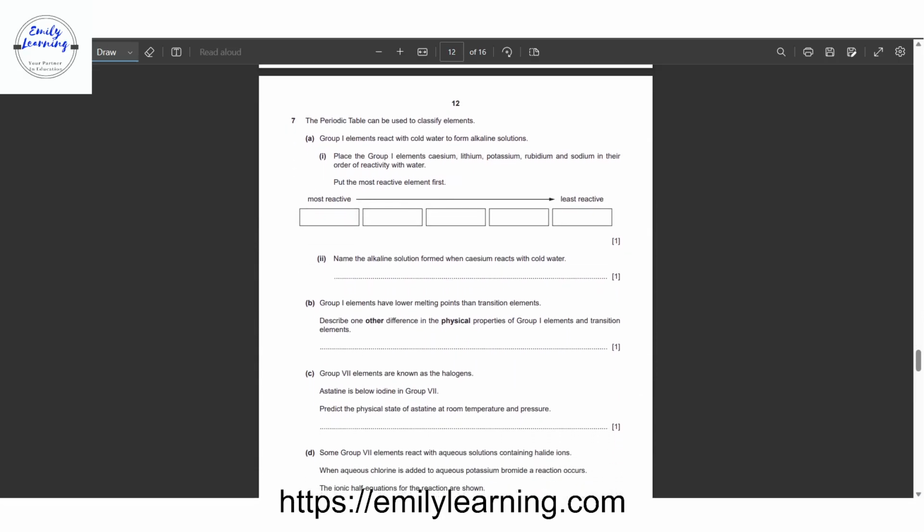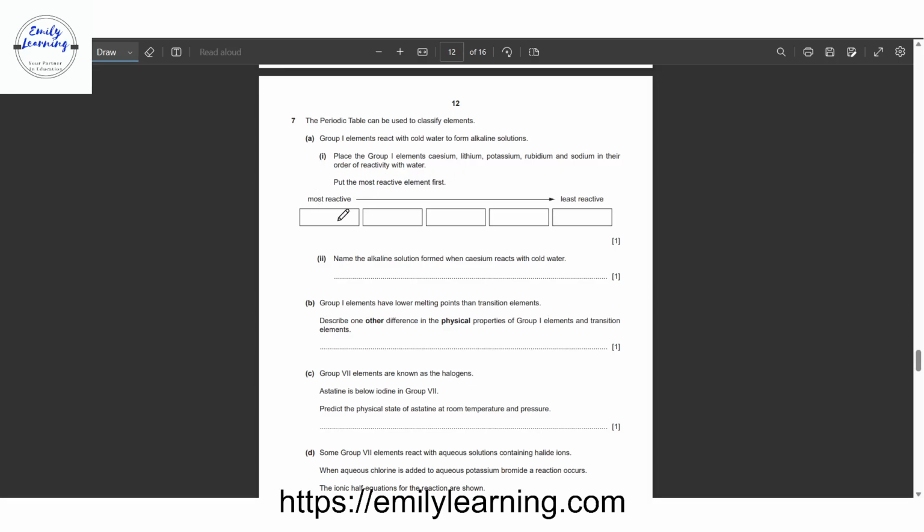Okay, now moving on to question 7. In question 7, the periodic table can be used to classify elements. Group 1 elements react with cold water to form alkaline solution. Place the group 1 elements, calcium, lithium, potassium, rubidium, and sodium in their respective order. Put the most reactive first.